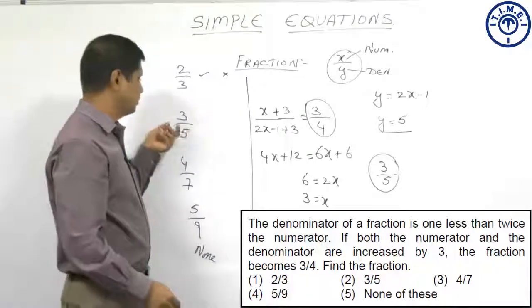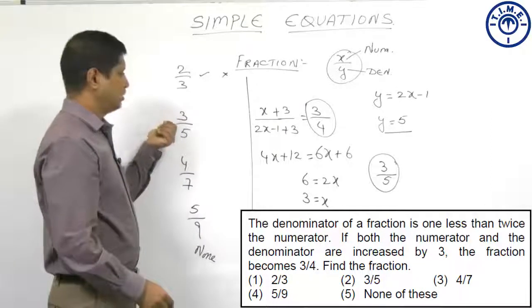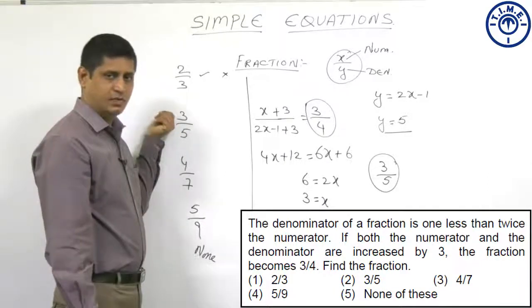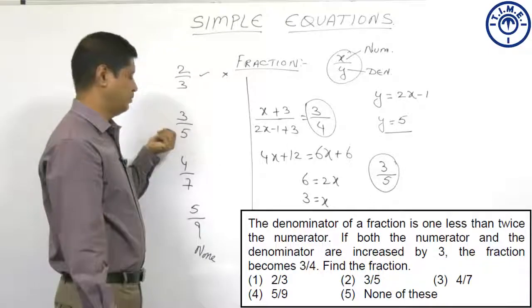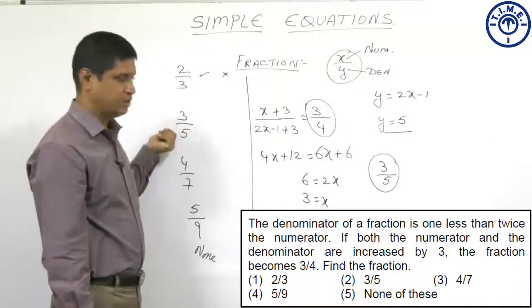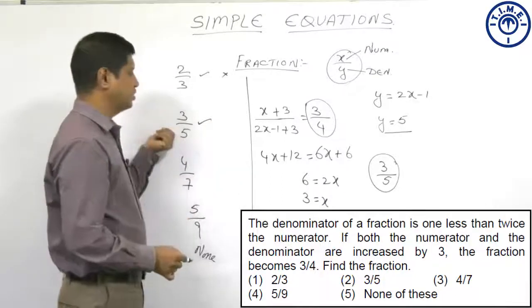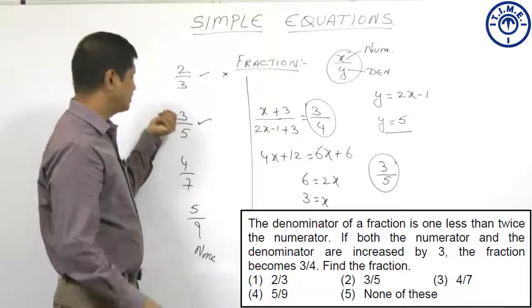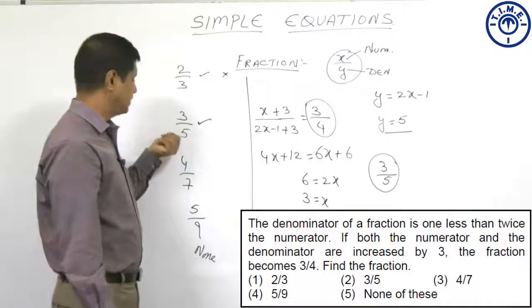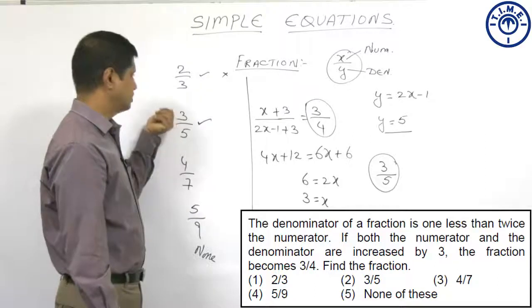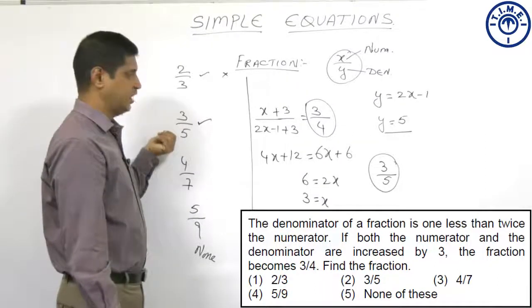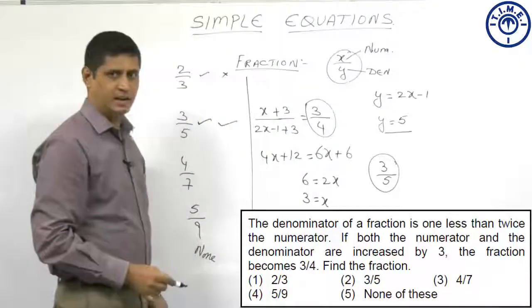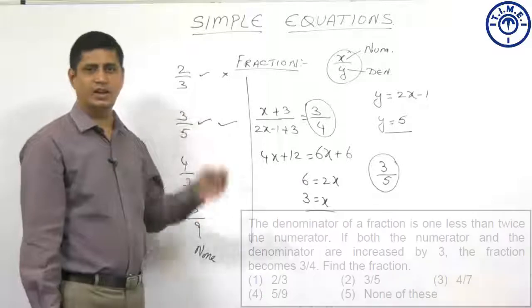Now observe the second option. When you observe the first condition here, what is twice the numerator? 6. When you subtract 1, it results in 5. Yes, it is satisfying condition 1. What is the second condition? When 3 is added on either side: 3 plus 3 is 6, 3 plus 5 is 8. So 6 and 8. When you simplify 6 by 8, it results in 3 by 4, so it is satisfying the second condition as well. Hence this is the right choice.